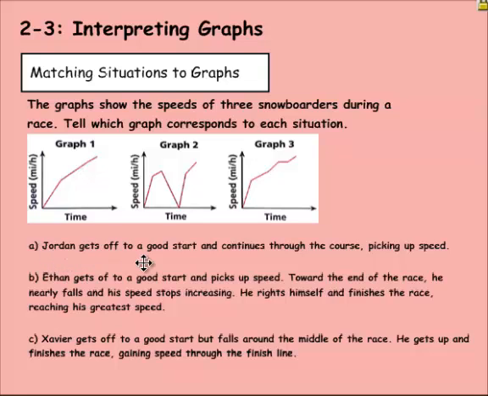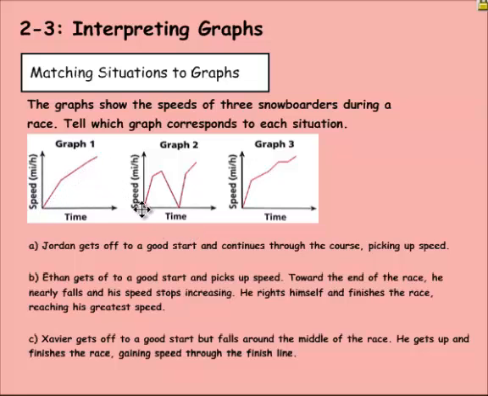Jordan gets off to a good start and continues through the course, picking up speed. So no matter what, they're starting at a stop, but he gets off to a good start. Well, we see good starts at all 3 of these, so they could be anything so far. Then continues through the course, picking up speed. So it looks like he never slows down, right? So here, he never slows down.